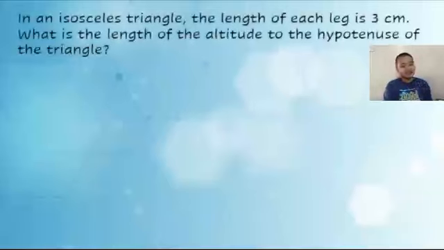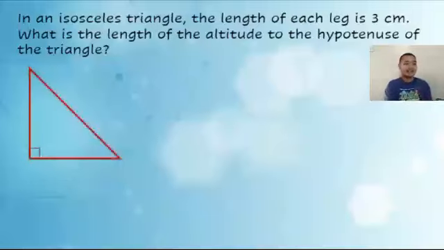Ready ka na? Great. So ito yung question. So let me read the question. In an isosceles triangle, the length of each leg is 3 centimeters. So let me illustrate that one. So in an isosceles triangle, the length of each leg is 3 centimeters. What is the length of the altitude to the hypotenuse of the triangle?